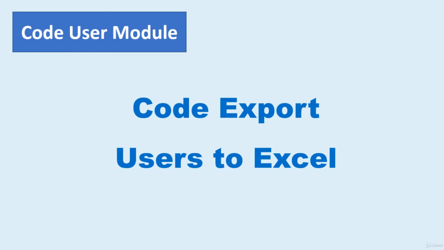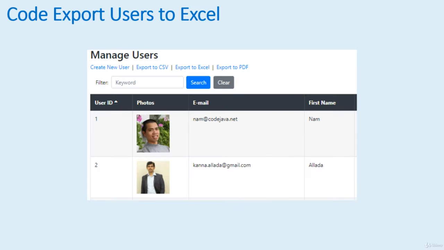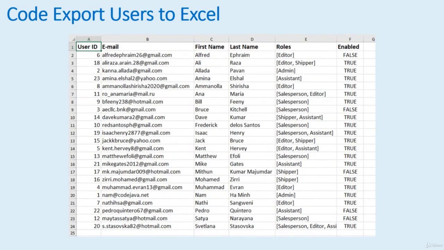Welcome to the lecture, Code Export Users to Excel. In this video, you will learn how to implement the export users to Excel feature, allowing admins to download an Excel document containing all users' information in the database by clicking on the hyperlink Export to Excel here in the users listing page. You see how an exported Excel document looks.